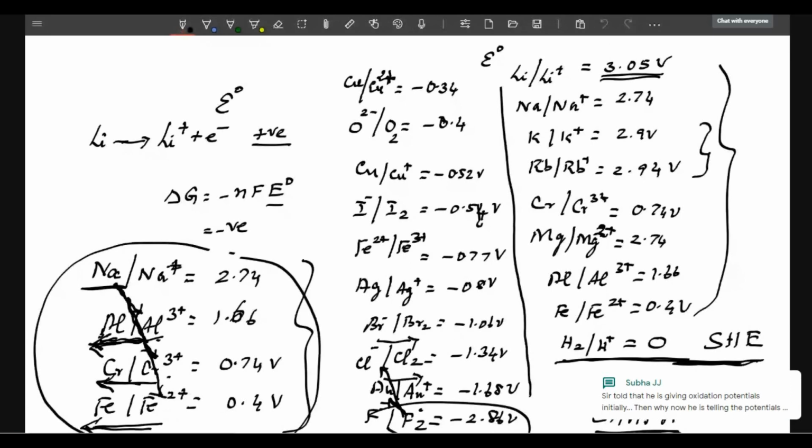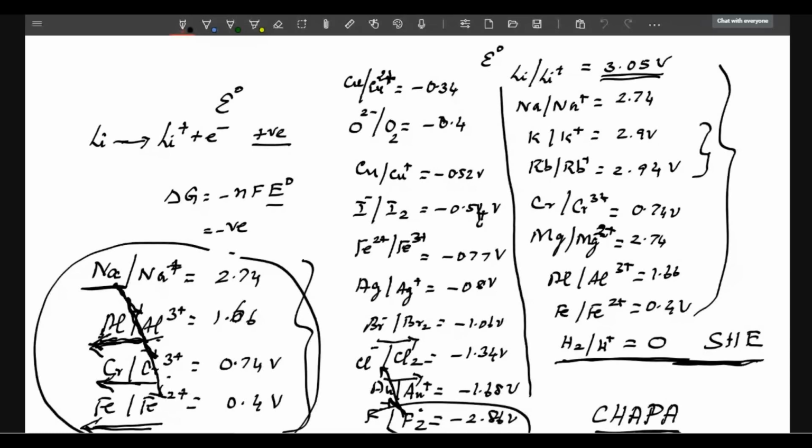All of them would react with acid to release hydrogen. In other words, they would displace hydrogen from H plus ion because they are all strong reducing agents. However, there are 5 metals which are present below the hydrogen electrode potential in the oxidation potential table.